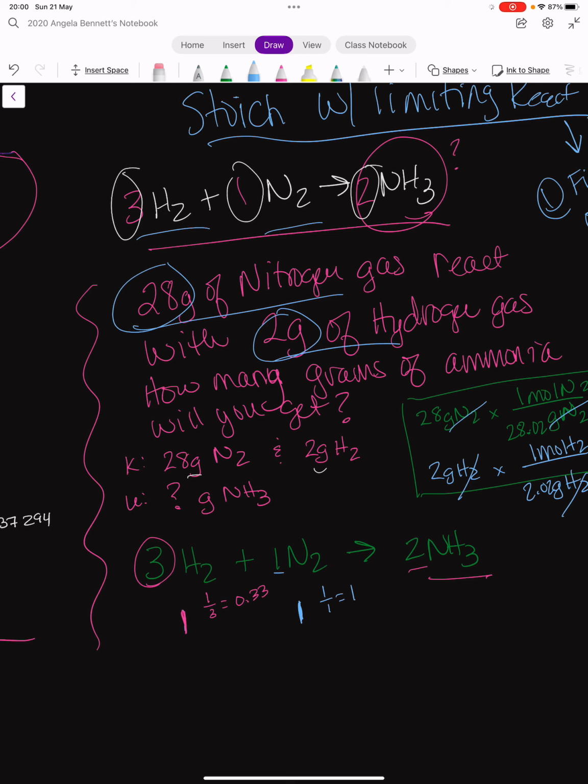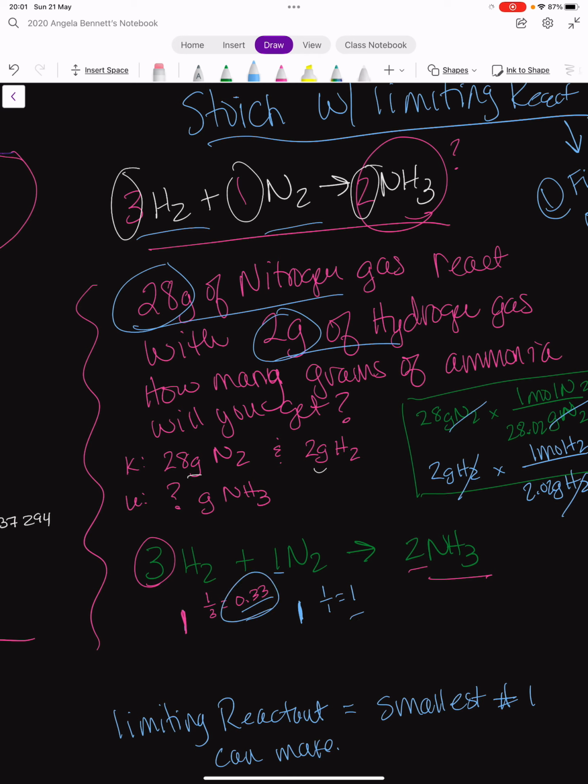Okay, we are looking for the limiting reactant. That means we have to figure out the smallest number that I can make. So in this particular case, the question is, what's smaller between 0.33 and 1? And the answer is obviously 0.33 is smaller. That means this is my limiting reactant, and nitrogen is my excess. That's what that means.